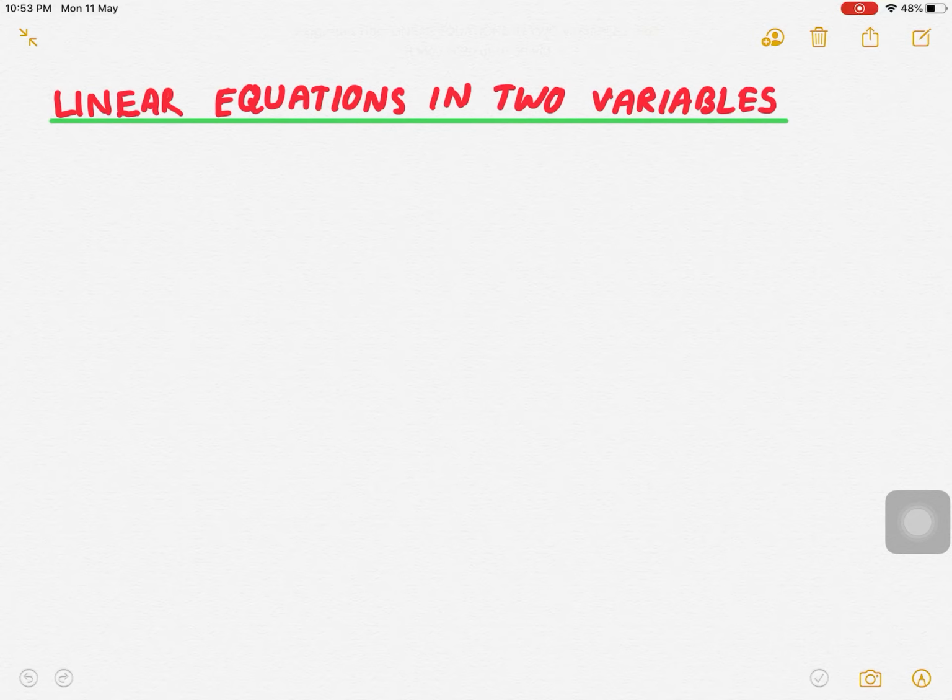Dear students, today we shall learn about linear equations in two variables. In your previous classes, you have learned about linear equations in one variable. Suppose I write x plus 5 equal to 0. This is one equation which is in one variable.